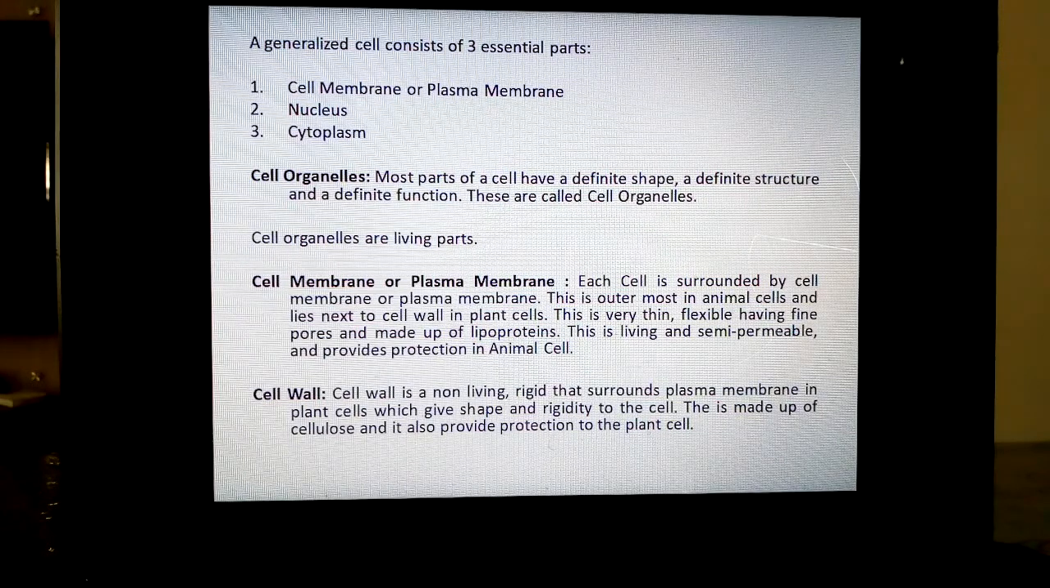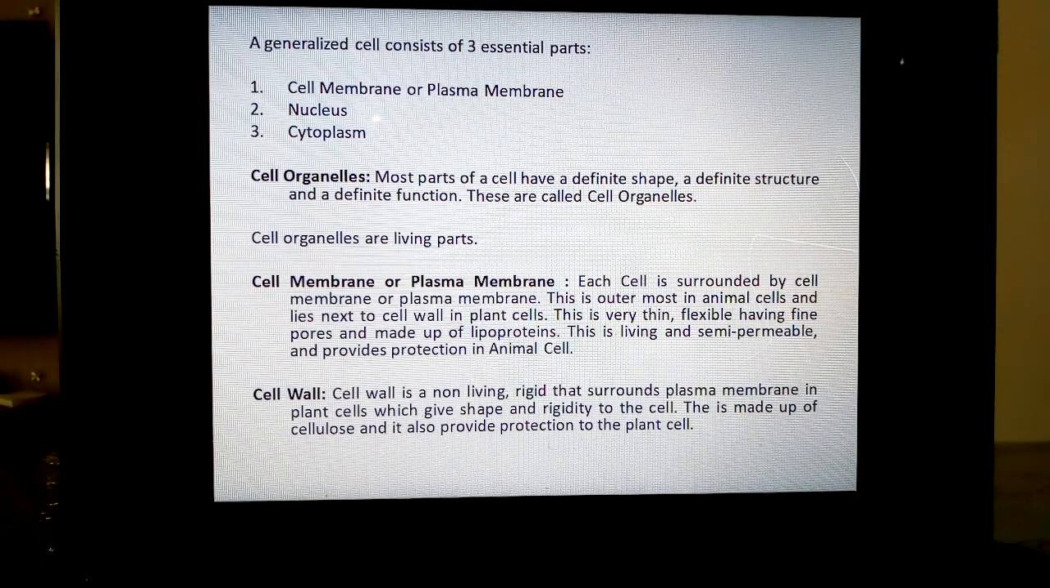Cell membrane or plasma membrane is very thin, flexible, having fine pores and made up of lipoproteins. This is living and semi-permeable and provides protection in animal cells. Semi-permeable means which allows only certain substances to pass through the cell membrane into the cell. Suppose there are poisonous substances, toxic substances, the cell membrane stops them there. It acts like a watchman. That is why it is called selectively permeable or semi-permeable membrane.